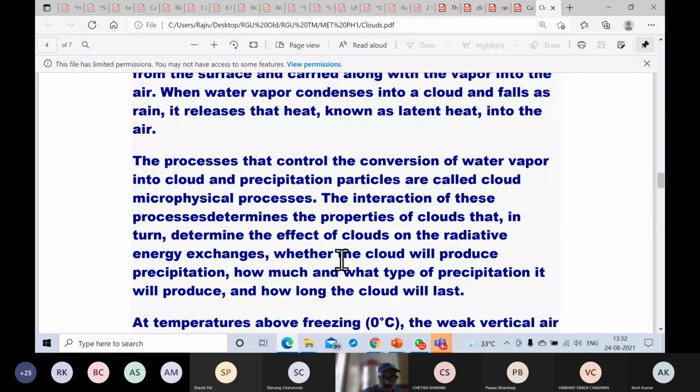So some terms are used like cloud microphysical process, which means conversion of water vapor into cloud and precipitation. That is called cloud microphysical process.